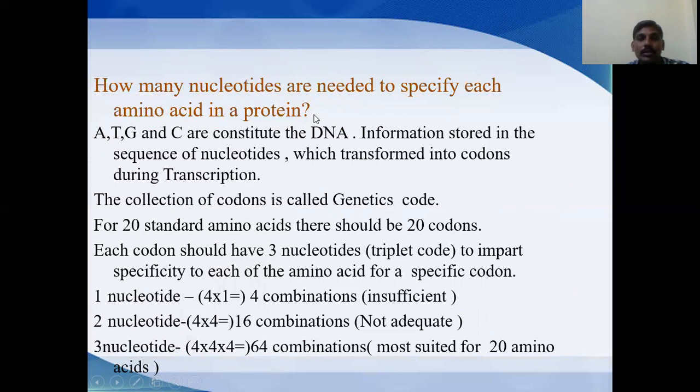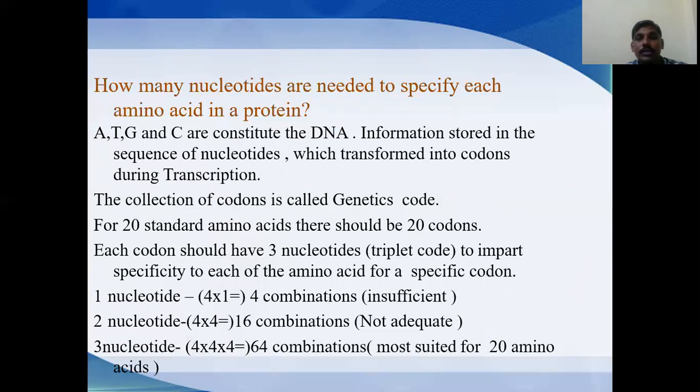In transcription, one DNA template strand produces a single-stranded mRNA molecule. In the mRNA molecule, the genetic information is copied in the form of codons. The collection of codons is also called the genetic code.